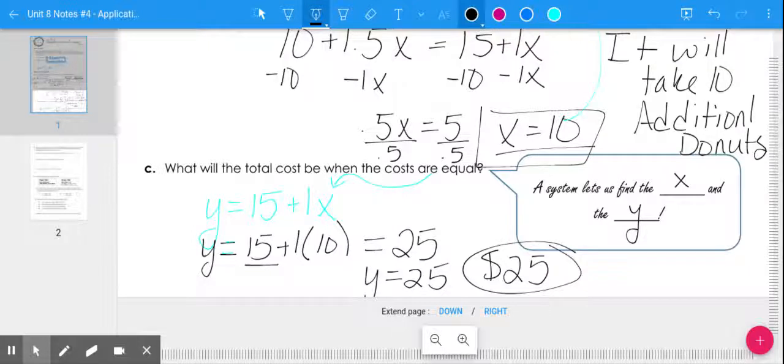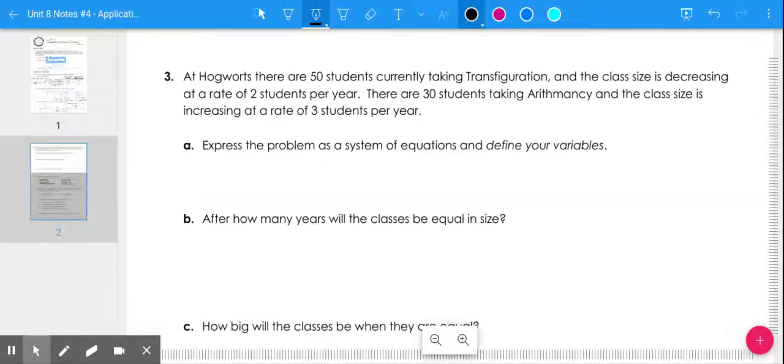All right, let's look at our next page. So flip your page over, because hopefully you printed this out. We have another Harry Potter example, so get excited. I know I am. So number 3 says, at Hogwarts, there are 50 students currently taking Transfiguration, and the class size is decreasing at a rate of 2 students per year. There are 30 students taking Arithmancy, and the class size is increasing at a rate of 3 students per year. This probably reminds us of that first problem we did. So we're going to express the problem as a system of equations and define our variables.